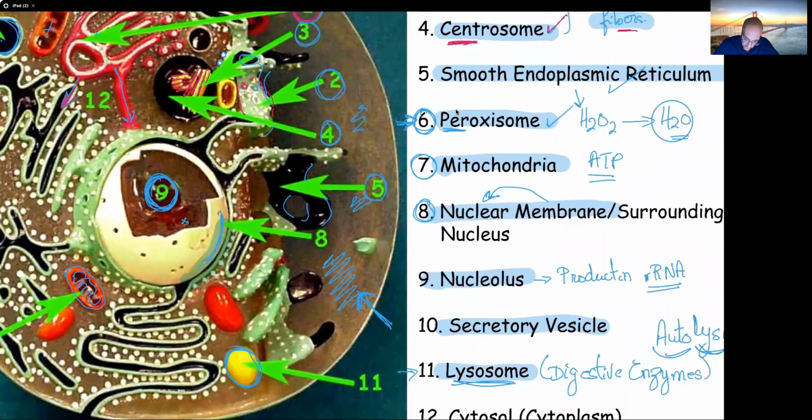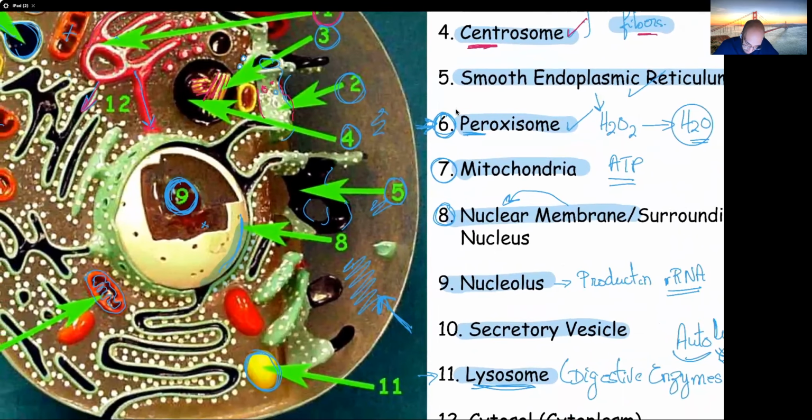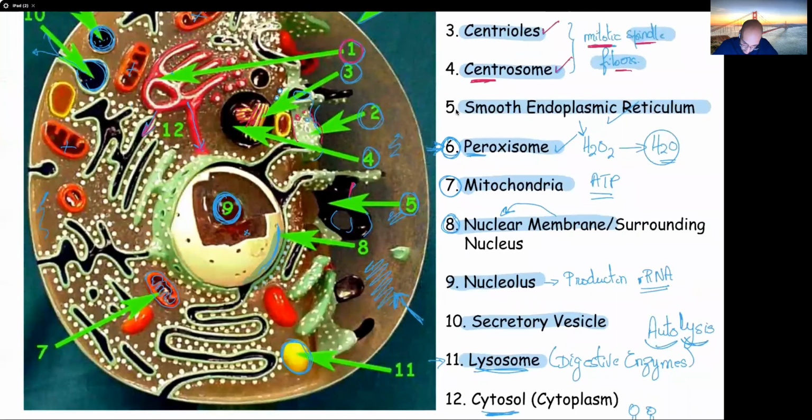Moving on to another organelle in the cell, it's going to be the smooth endoplasmic reticulum. And again, this is going to be a set of membranous tubules, and I don't have any kind of ribosomes on the outside. This is marked by number 5.